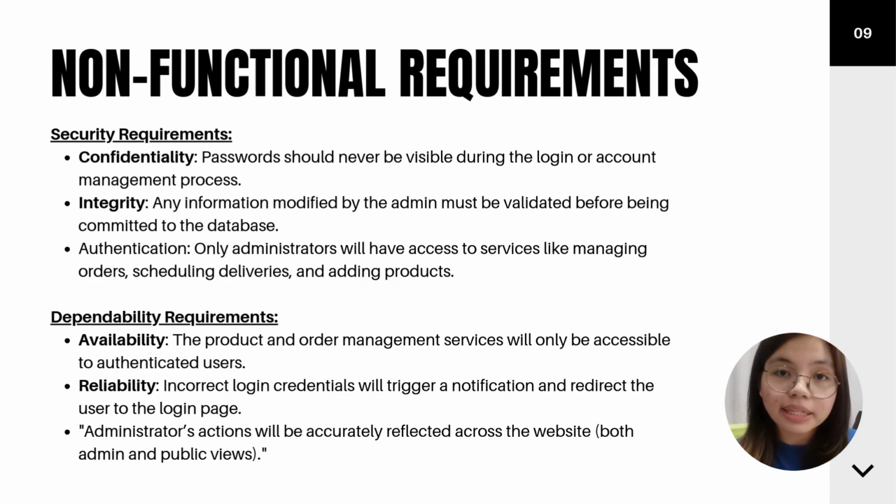And under dependability, availability ensures that product and order management services are accessible only to authenticated users. Reliability ensures that incorrect login attempts trigger proper notifications and redirection. And finally, any action performed by the administrator must be accurately reflected across both the admin panel and the public website. These measures ensure that the system is secure, stable, and trustworthy for Division Designs and its customers.